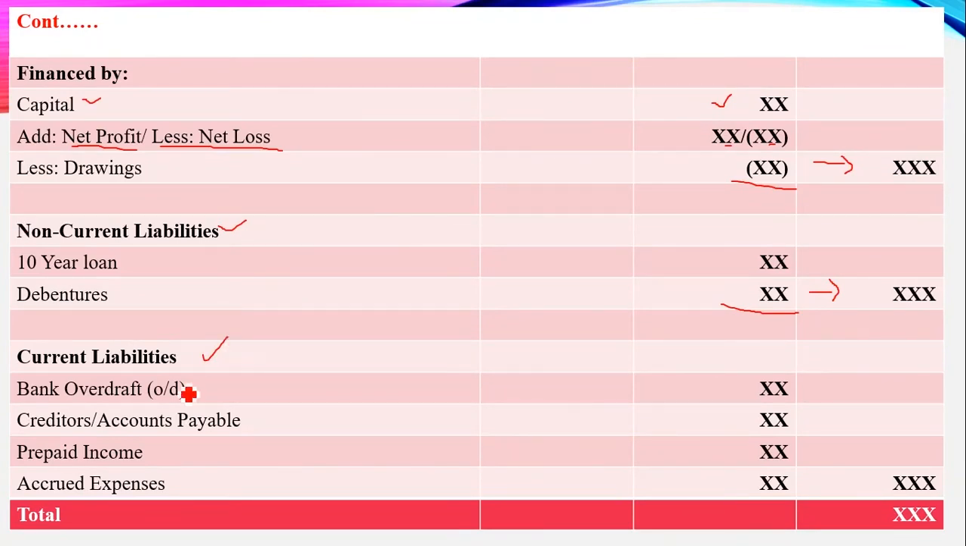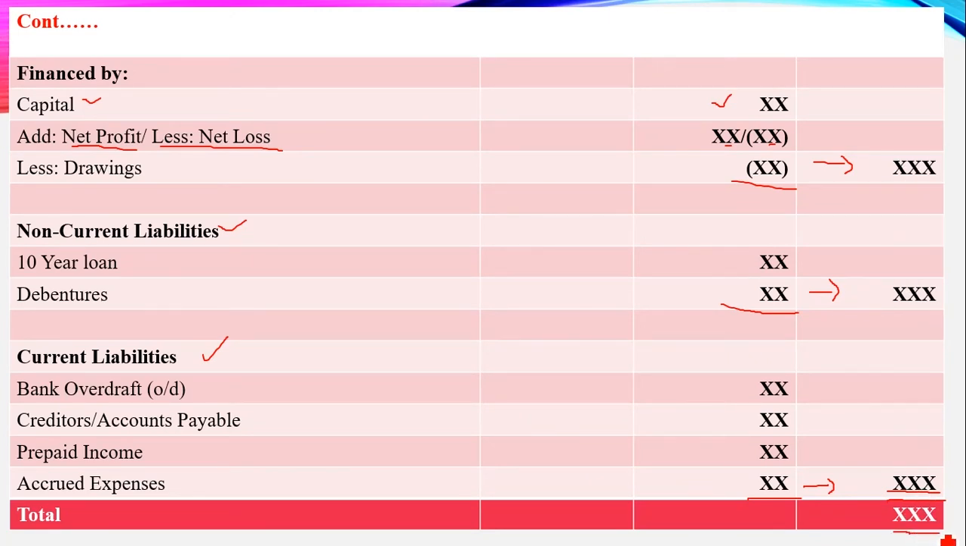Current liabilities: you have bank overdraft, you have creditors, you have prepaid income, you have accrued expense. As you can see, I'm using this column so that I can get the totals, and then I take the totals to the last column there. These columns, I'm using them for adjustment. After that, I'm going to add all these items. So I put a line here to show that I'm adding this plus that.